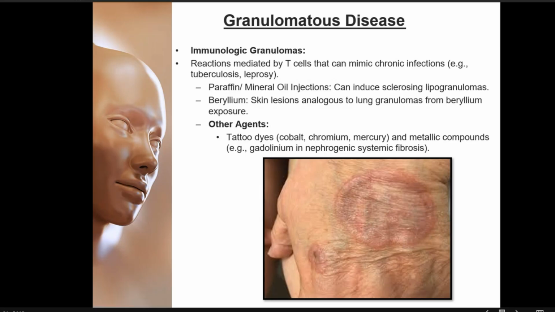Immunogenic granulomas are reactions mediated by T cells that can mimic chronic infection. Some examples: paraffin and mineral oil injection can induce sclerosing lipogranulomas in the skin. Beryllium skin lesions are analogous to lung granulomas from beryllium exposure. Other agents like zirconium dye and metallic compounds are also responsible.